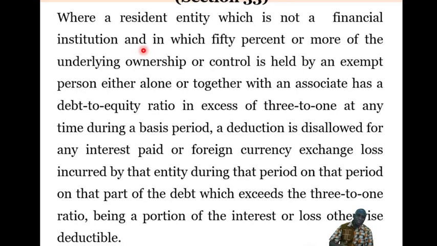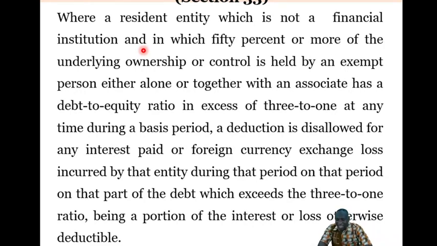If the debt to equity is more than 3 times the amount of equity, then it means that the excess interest beyond the 3 times the amount of equity, or the excess foreign exchange currency loss realized beyond the 3 times the amount of equity, will be disallowed by adding back, because it is beyond the cap. That's all for this. So we're going to use an illustration.